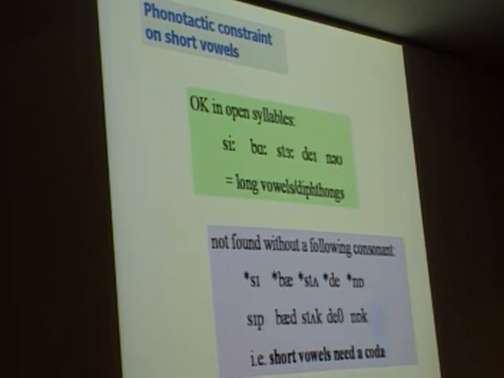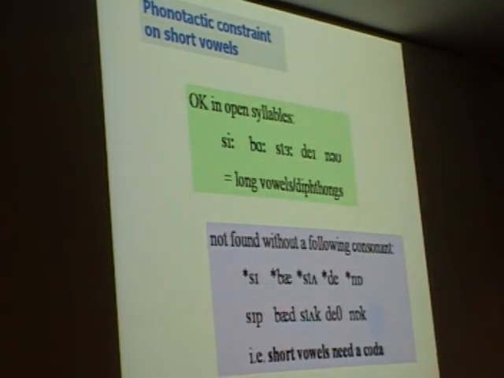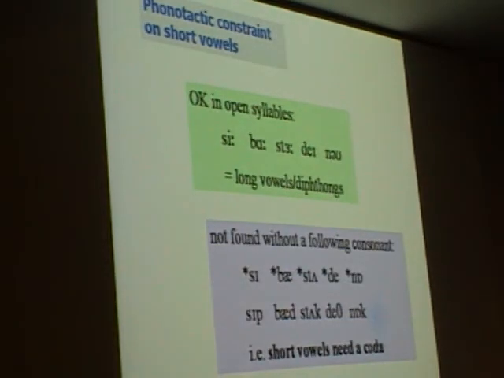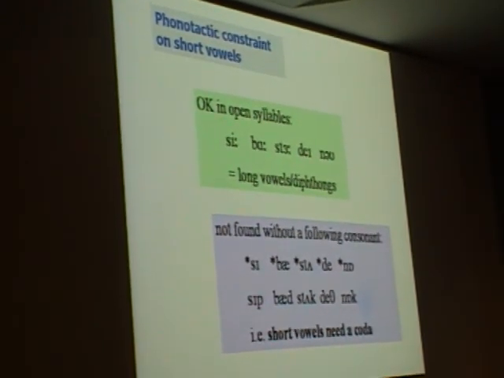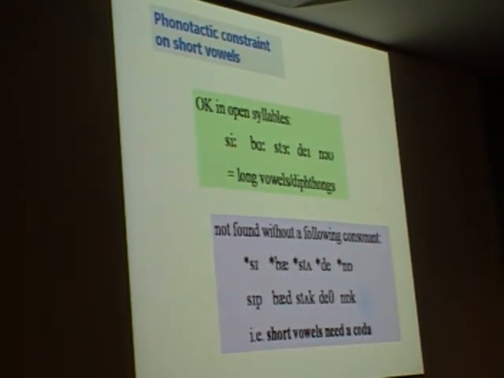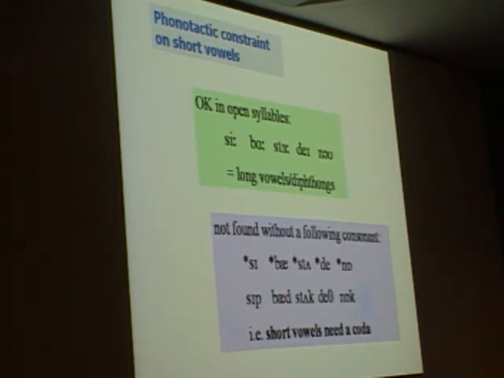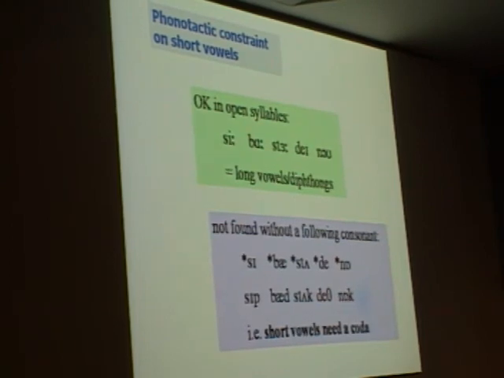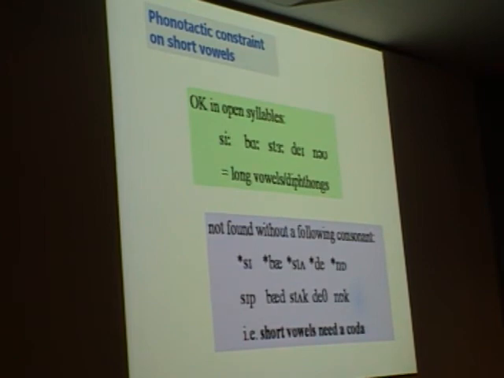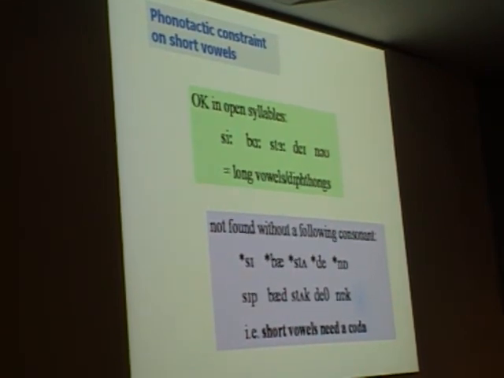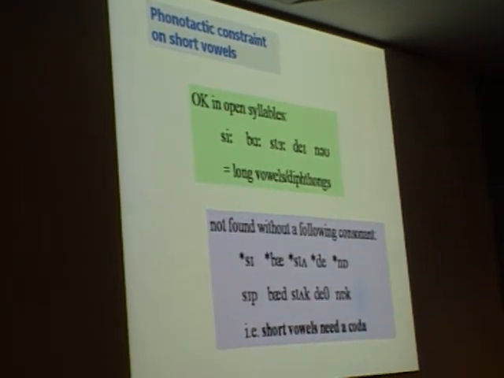If we consider which vowel sounds can be found in open syllables, that is, syllables with no final consonants, we notice straight away that most of the vowels can be found there. So we have syllables such as see, bar, stir, day, no, transcribed there, which show that all the long vowels and the diphthongs of English sit very happily in these open syllables.